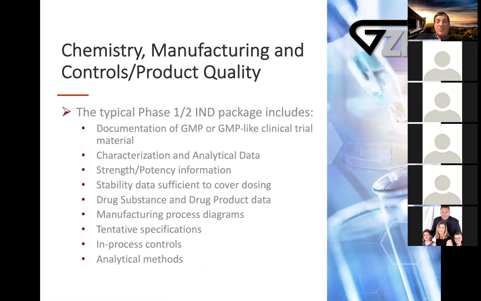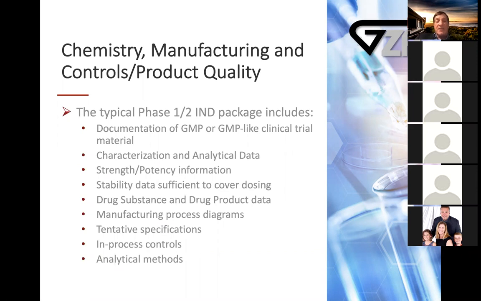The chemistry manufacturing controls, or product quality, basically for a phase 1/2 IND, and I use this because a lot of the work that's being done in Australia and that we do is for serious or life-threatening illness. Often your first in human will be in patients, not human volunteers. So you might call it a phase 1/2. And the typical 1/2 IND package contains the GMP or GMP-like clinical trial material documentation. For the US, you do not need full GMP clinical trial material for a phase 1 or a phase 1/2 clinical trial. For phase 2 and 3 and beyond, you must have full GMP.